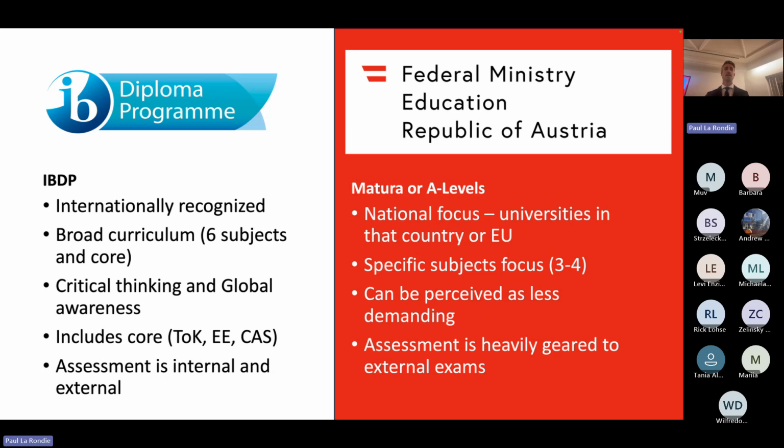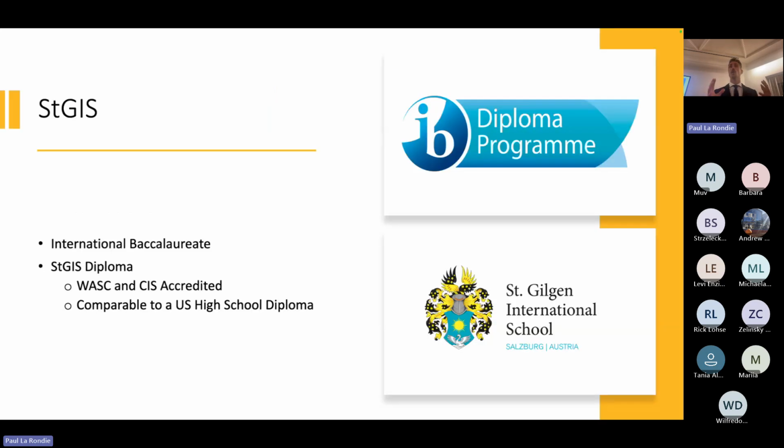So just for clarity's sake, at St. Gilgen International School, we only do the International Baccalaureate Diploma Program, but we also offer our own StGIS diploma. It is accredited by the Council of International Schools and the Western Association of Schools and Colleges, and it's effectively comparable to a US high school diploma. What that means is most students who come through our school are going to be doing both the IB diploma and the StGIS diploma. And when they finish their time here, they will have effectively both of these diplomas. More often than not, what allows them access to universities is going to be that IB diploma.